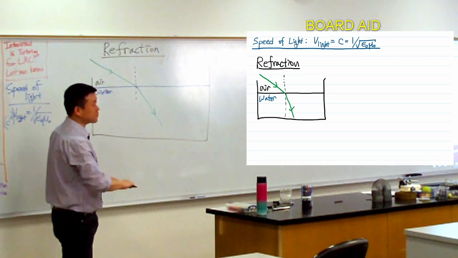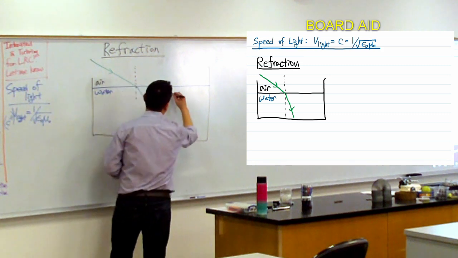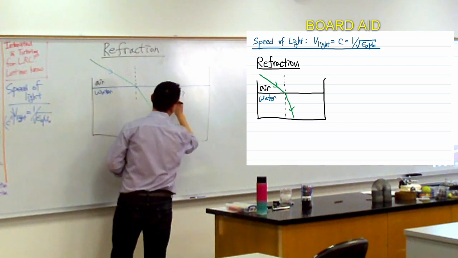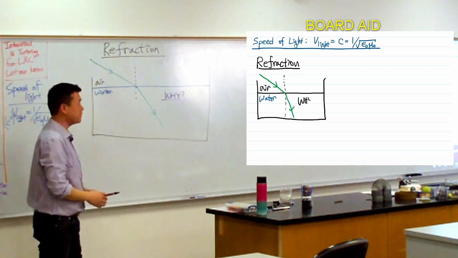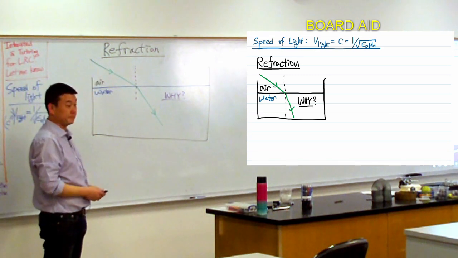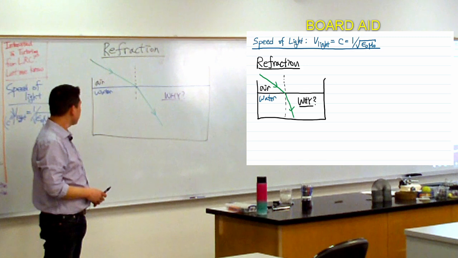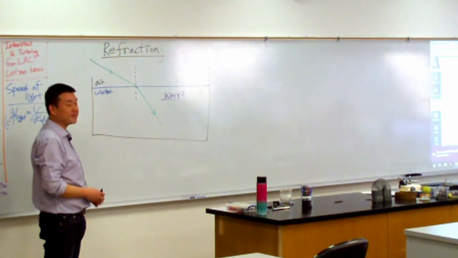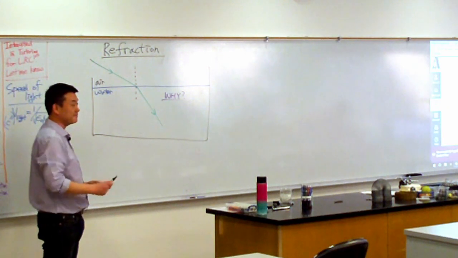So here's the question. Why? Why does light bend as it goes in from air to water? Imagine I'm your annoying little sibling who asks why to everything you say.